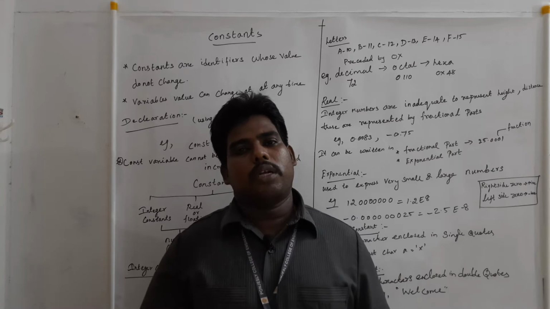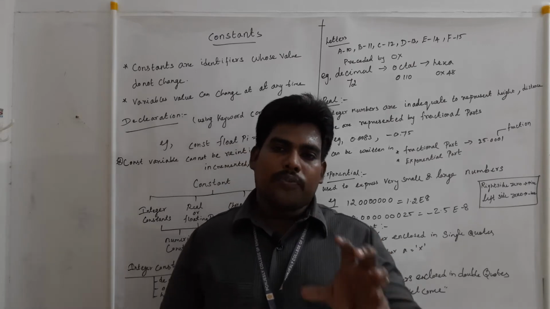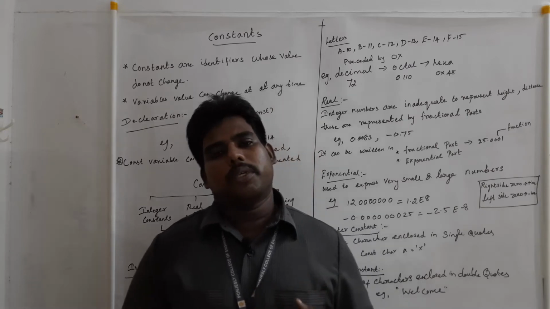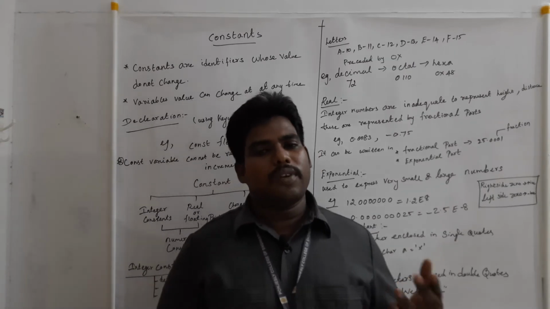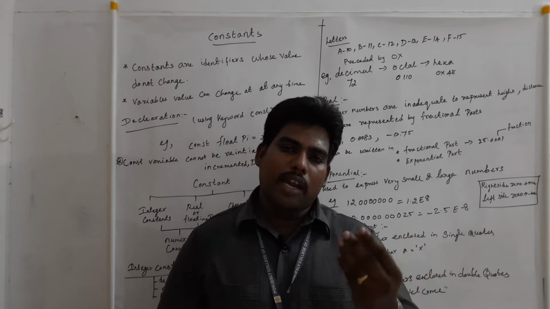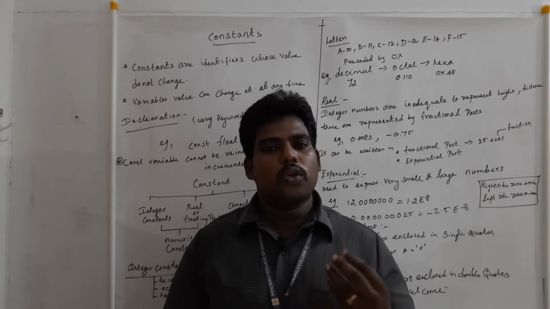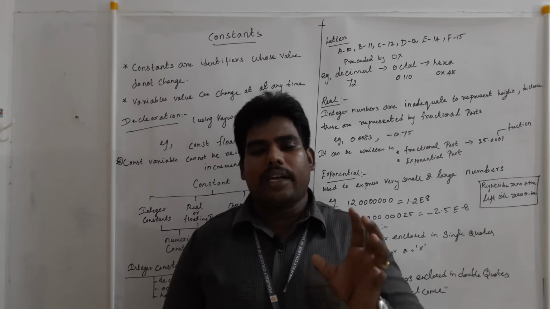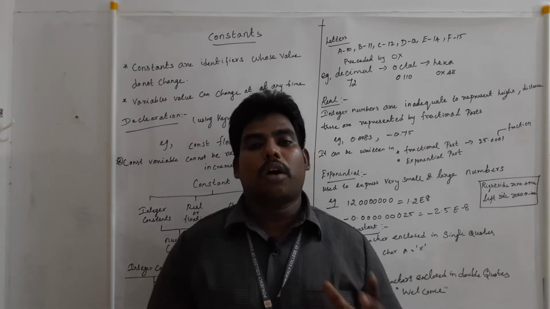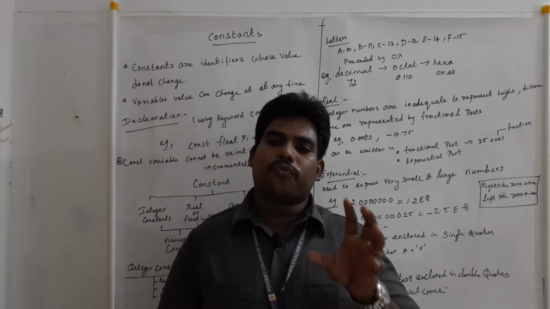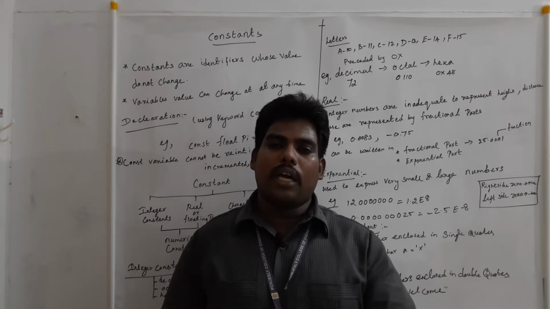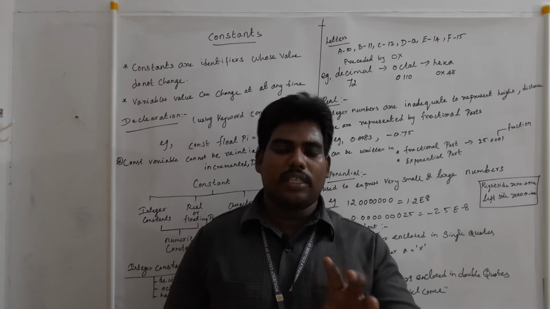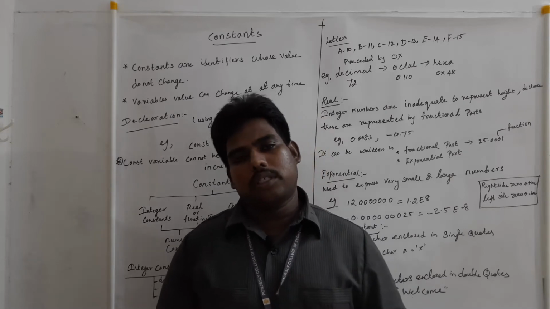In a C program also, we can fix a value. For example, what is the value of pi? 3.14. We can't change it. For these kinds of things, we can use a constant. If you want to fix a value so that afterwards we can't change it, or if you want to initialize a value like that, we can use a constant.